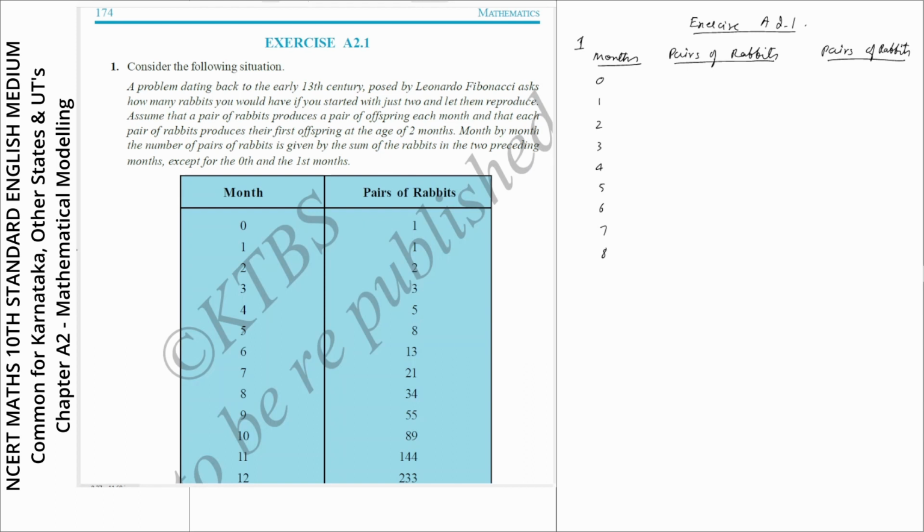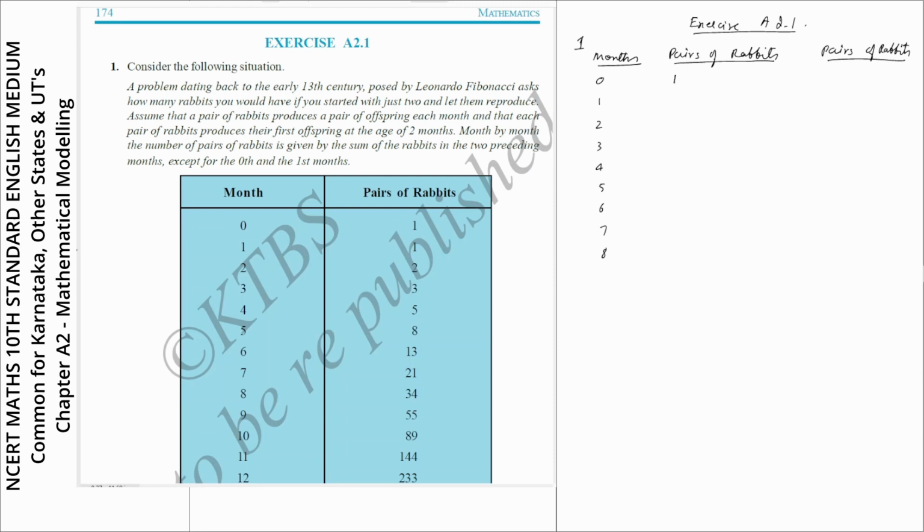I have made a new table. It consists of 3 columns. The first column consists of months. The second and third columns consist of the number of pairs of rabbits. The months are counted from 0: 0, 1, 2, 3, 4, 5, and so on. Instead of that, we can put 1, 2, 3, 4 also. We can count from 1 also. That's not an issue. So at the 0th month there will be only 1 pair of rabbits.